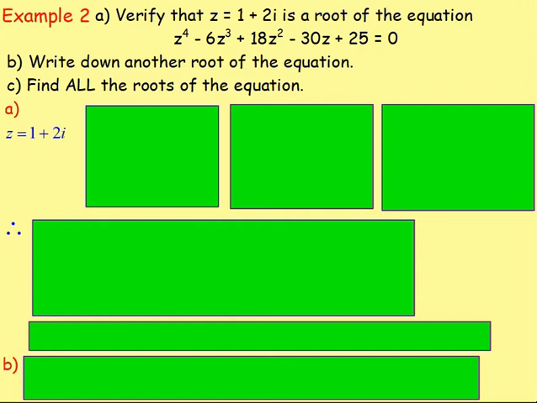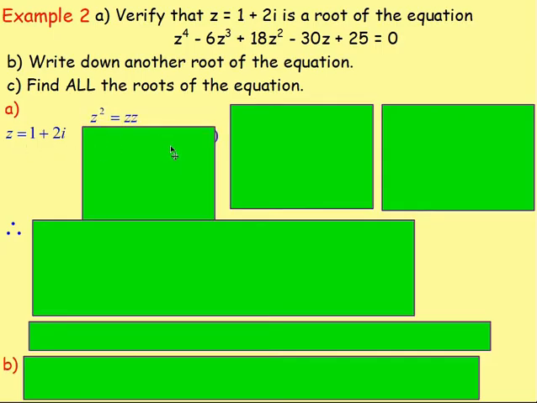So with the first example, what I used was synthetic division to work this out. Except because I've got a complex number here, it's maybe easier to substitute in. So I know that z is equal to 1 plus 2i. What I'm going to do is work out what z squared is, what z cubed is, what z to the power of 4 is, and sub them in.